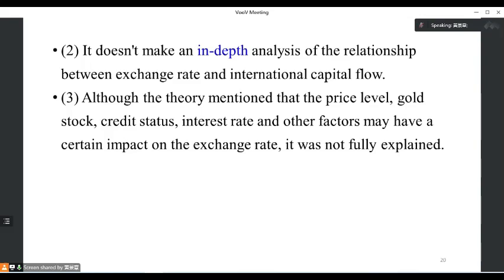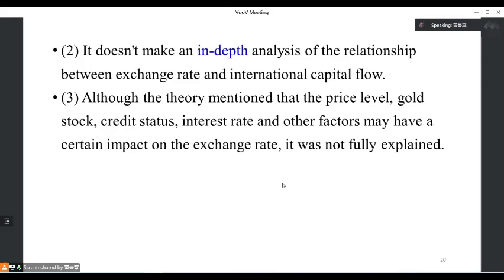Let's go on. 2. It doesn't make an in-depth analysis of the relationship between exchange rate and international capital flow. Although the theory mentioned that price level, gold stock, credit status, interest rate, and other factors may have a certain impact on the exchange rate, it was not fully explained.